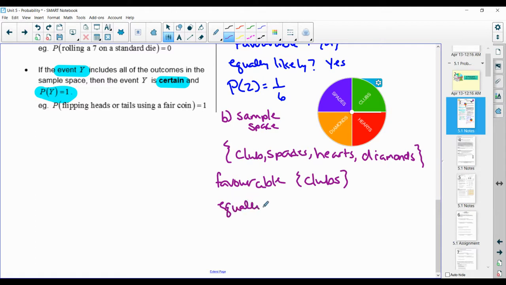If we ask ourselves, is it equally likely? Well, we're looking to see, is there the same probability for every single section? And if we look, these sections are all equally divided. So yes, this is equally likely. If one section was smaller than the other sections, it would not be equally likely. And then the last one here, the probability, as we've done before, the probability of getting clubs is 1 out of 4.